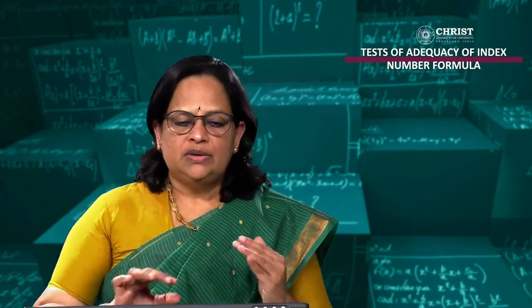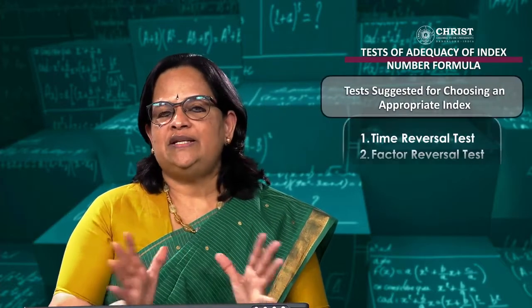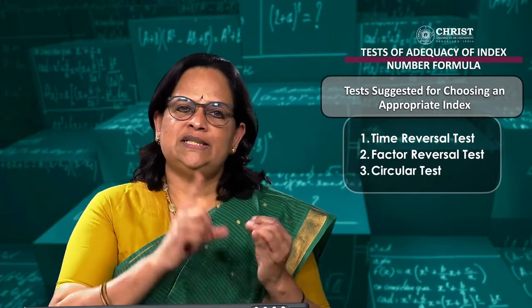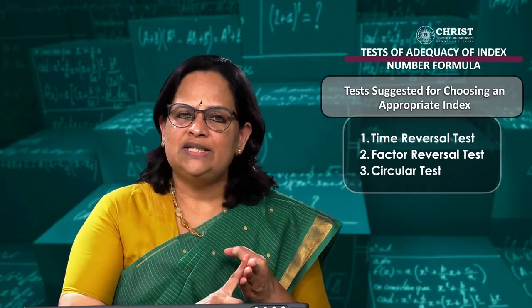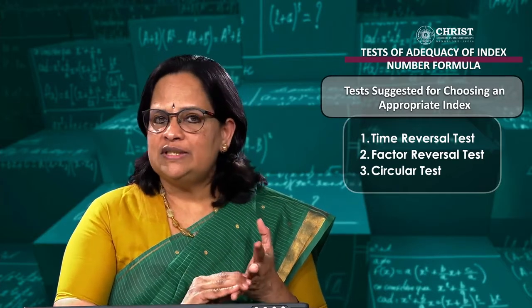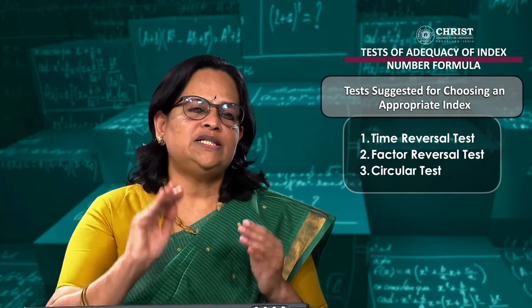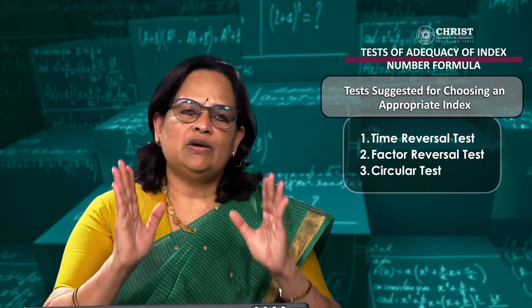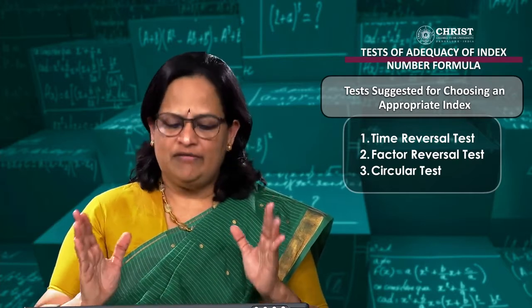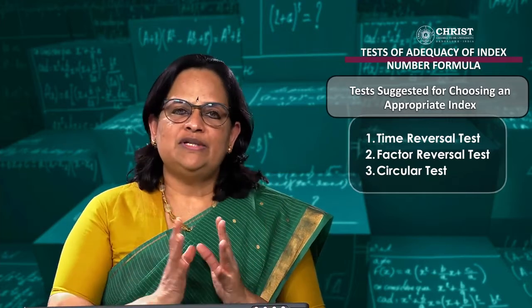What are the tests of adequacy for coming in the category of ideal index number? These three tests are suggested by statisticians to prove that this is an appropriate index. One is the time reversal test, the second one is the factor reversal test, and the third one is the circular test. The first two, time reversal test and factor reversal test, are widely used, and the circular test is not that much used in practice. So we are concentrating our explanation on the first two methods, that is time reversal test and factor reversal test.